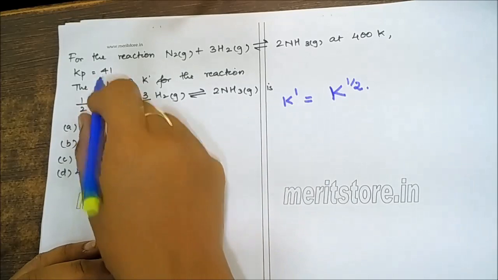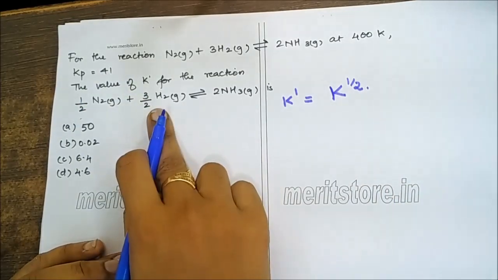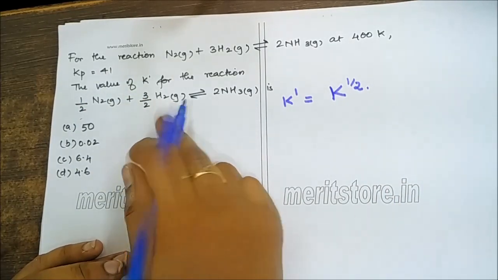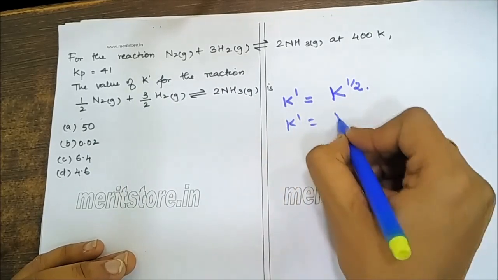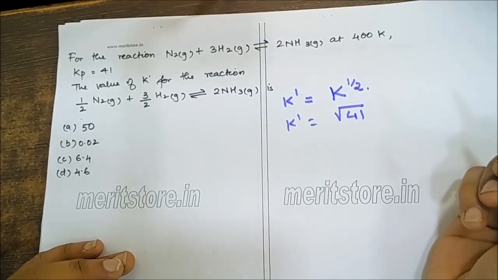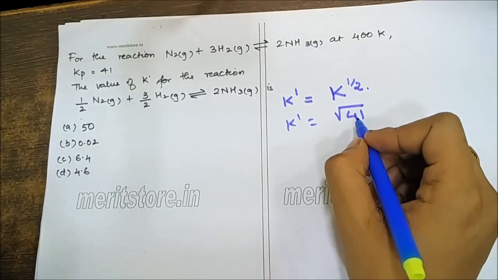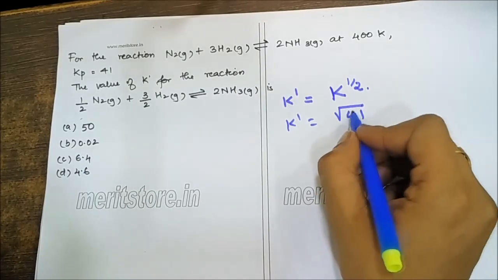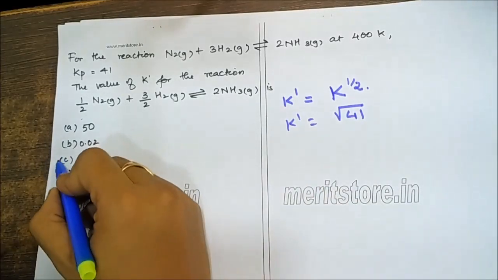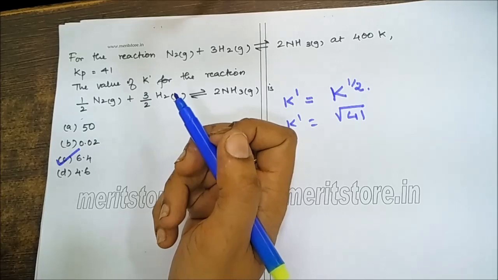So my Kp is already given to me, 41. So what would be the equilibrium constant for this reaction? The equilibrium constant would be root 41. Now root 41, see the closest square is 36. So this value is approximately little higher than 6. So that means your correct answer is 6.4.